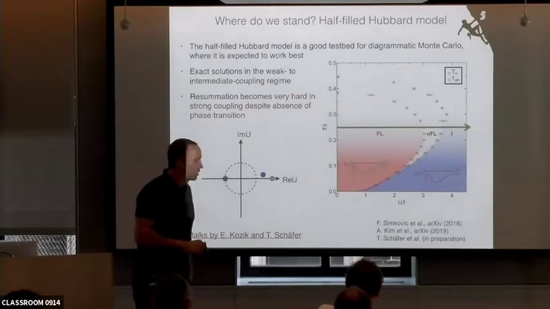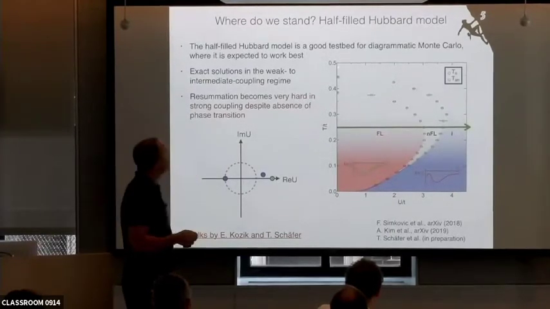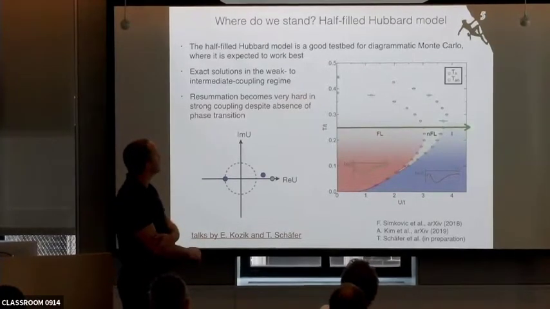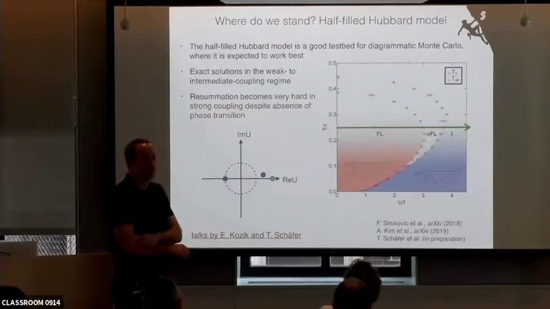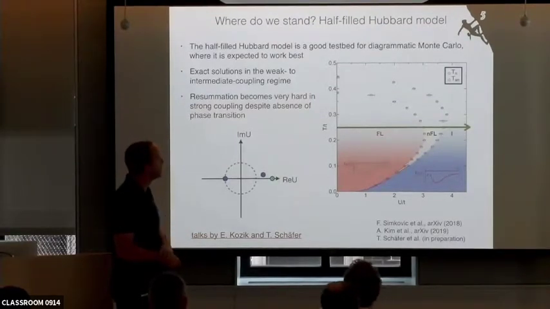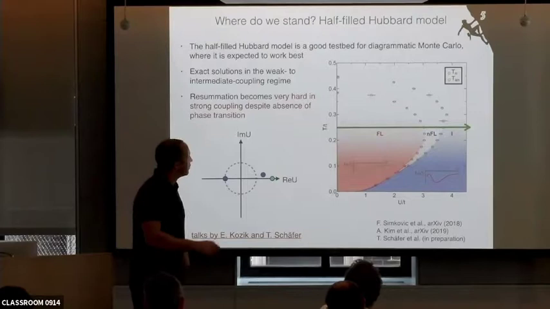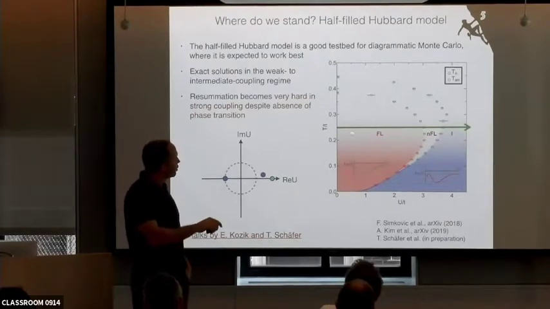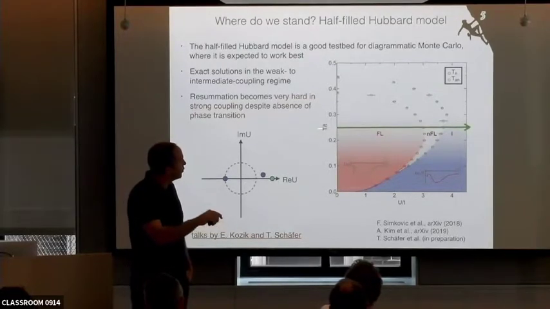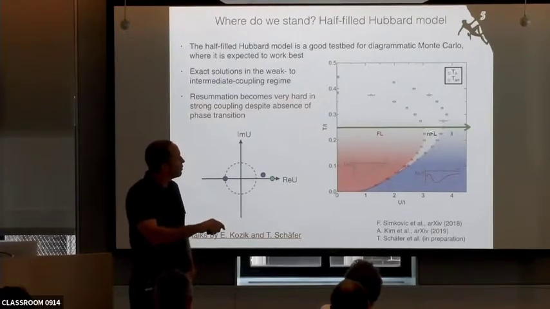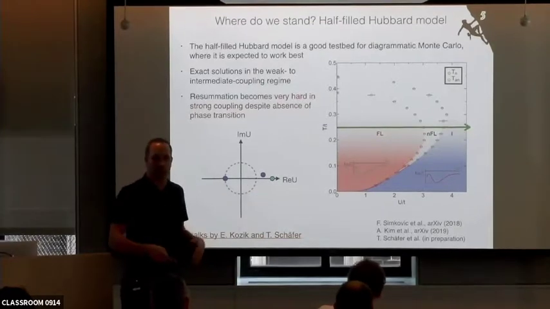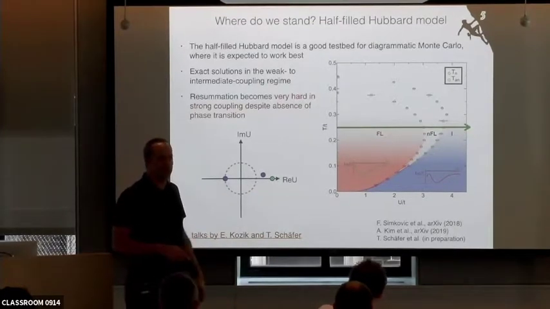Genia will talk a lot more about this tomorrow, but there's also been quite a bit of work by Fedor, Aram, and Genia on the half-filled Hubbard model, which is a good test bed for diagrammatic Monte-Carlo, where we think it would be working best. I just want to make the point: this is the phase diagram as a function of temperature and U. If I fix the temperature and move in U, I first have a well-behaved Fermi liquid, and as I go to stronger interactions, antiferromagnetic correlations start to be long, and I enter a regime which is more insulating-like.